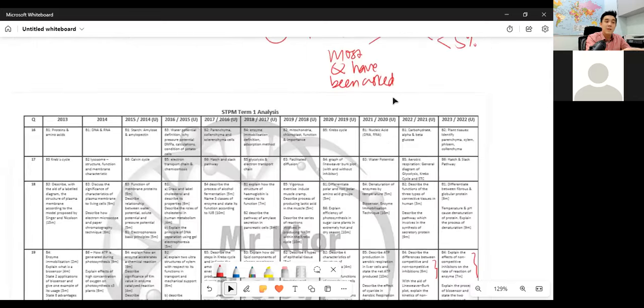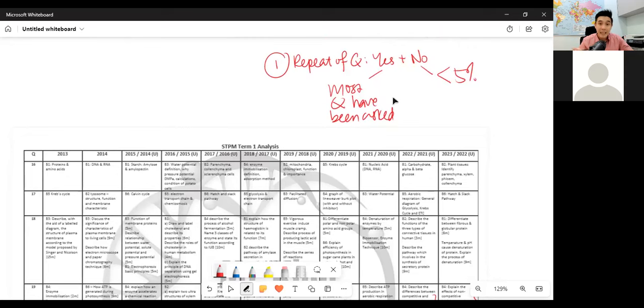Because most questions have been asked, since this syllabus has been running for 10 years. 10 papers plus limited topics, I think whatever should have been asked has been asked. So yes and no, it can repeat, but normally not much, guys. Which brings me to my next point. Frankly speaking, most of the questions for last year, 90% chance cannot repeat.